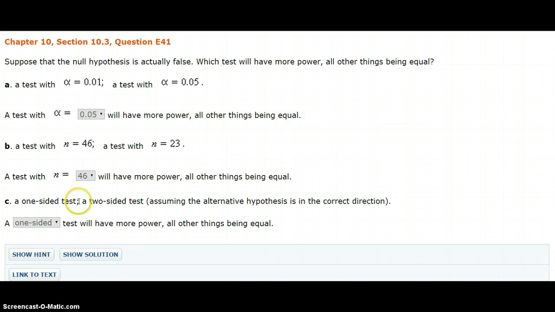So if the medicine works, the higher the sample size, the more likely you are to see that it works. Okay, a one-sided test or a two-sided test. A one-sided test is going to have more power because it's similar to this right here. We're concentrating all of our allowance for error on one side of the distribution, instead of spreading it out into the two tails because we're not sure which way it'll go.